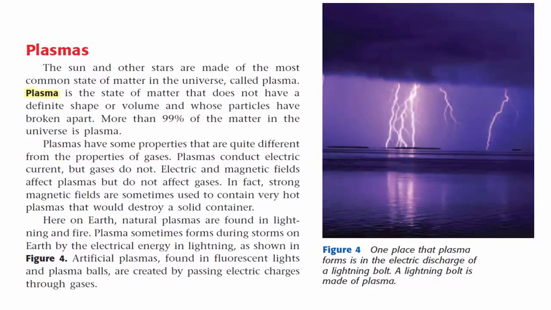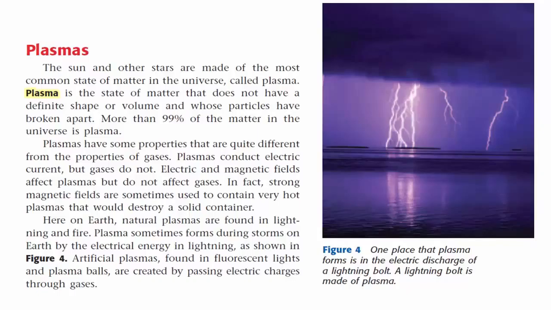Plasmas. The sun and other stars are made of the most common state of matter in the universe, called plasma. Plasma is the state of matter that does not have a definite shape or volume and whose particles have broken apart. More than 99% of the matter in the universe is plasma.